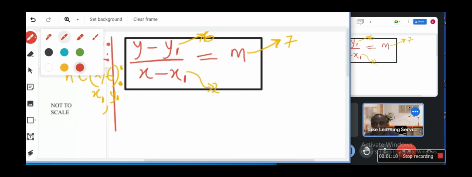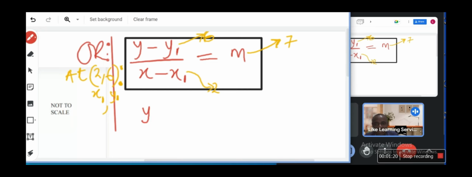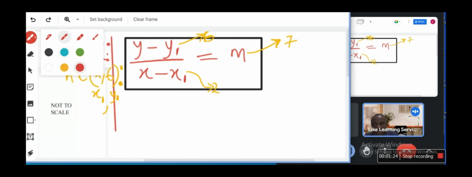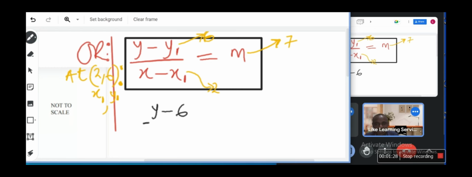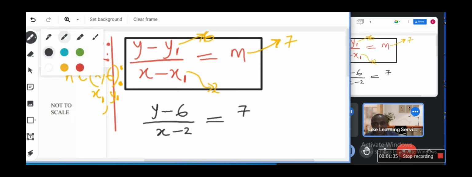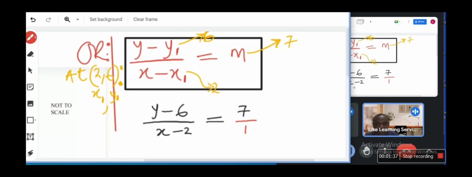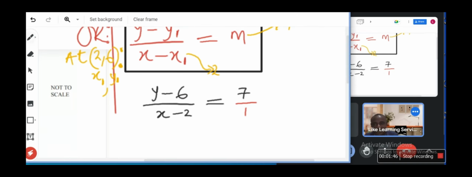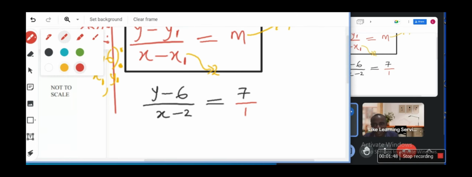Let's do the substitution again. Let me write it with a black pen. Y minus 6 over x minus 2 is equal to 7. Am I right? Yes. It's like saying 7 over 1. So you cross multiply. This times this. What is y minus 6 times 1? Y minus 6. Exactly, that will still give you y minus 6.